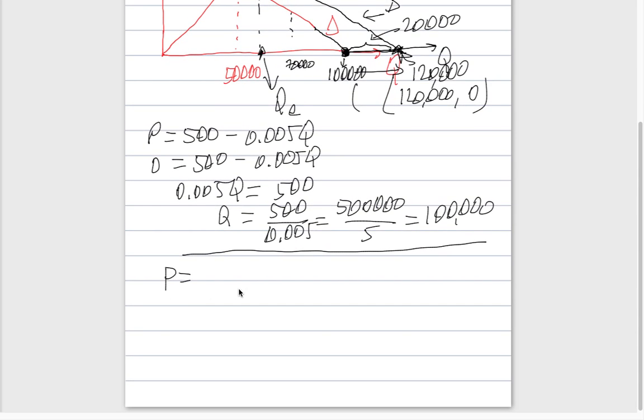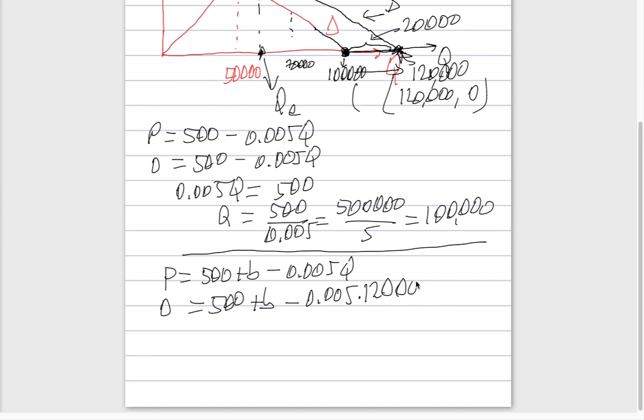So price equals 500 plus B minus 0.005 Q. Now we know what the Q is, and we also know what P is. Price at this point is 0, so it's 0 equals 500 plus B minus 0.005 Q, where Q is now 120,000. That's our new curve's intersecting point.